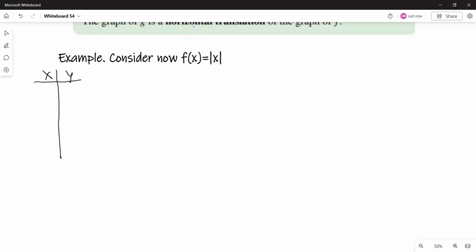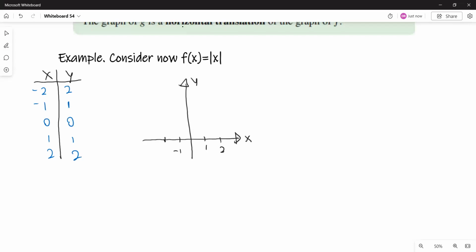We're using the points -2, -1, 0, 1, and 2. The absolute value of a negative number is going to be its opposite, and the absolute value of 0 or any positive number is going to be itself. We did this graph before. So we have the points (-2, 2), (-1, 1), (0, 0), (1, 1), and (2, 2).